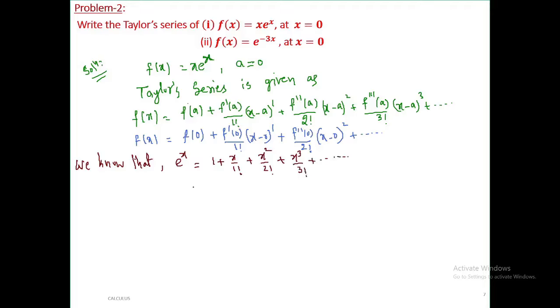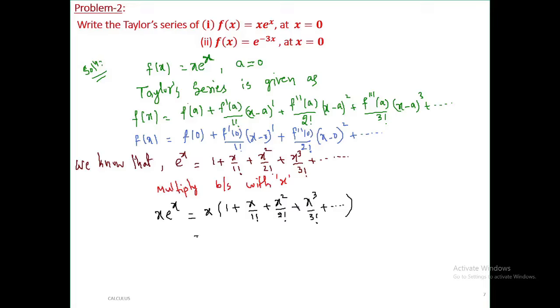So this is the Taylor series at x is equal to 0. Just now I did. So then what you have to do is simply multiply both sides with x. That's it. Both sides you multiply with x. Then what do you get? So x into e power x on the left hand side, and on the right hand side x into 1 plus x by 1 factorial plus x power 2 by 2 factorial, right, plus x power 3 by 3 factorial plus up to so on.